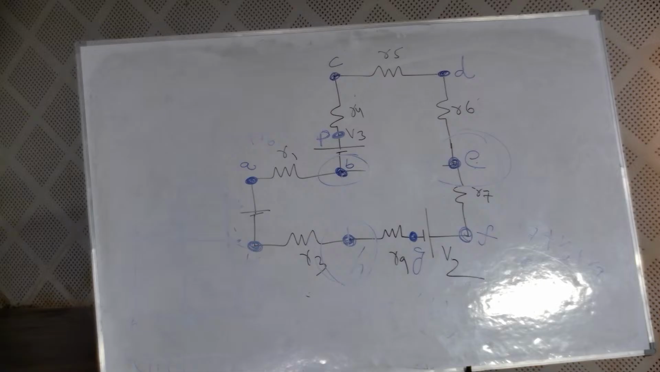You have to check. There is no seventh one. Only 6 loops are present for the given circuit. So we have completed all the problems. Clear?